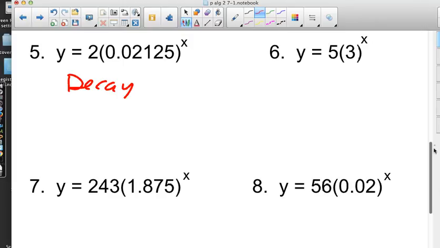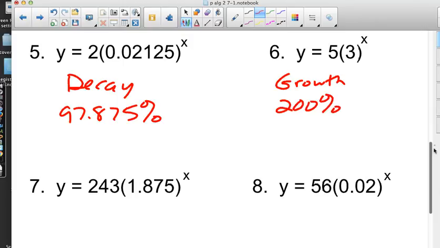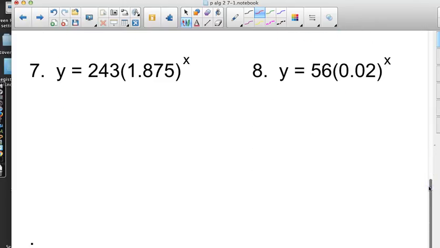So as a percentage, 97.875. Lost a lot of its value. Lost a lot. Number 6, growth or decay? Growth. How much as a percentage? 200%. 200%. Absolutely did. Number 7, growth. How much growth as a percentage? 7.